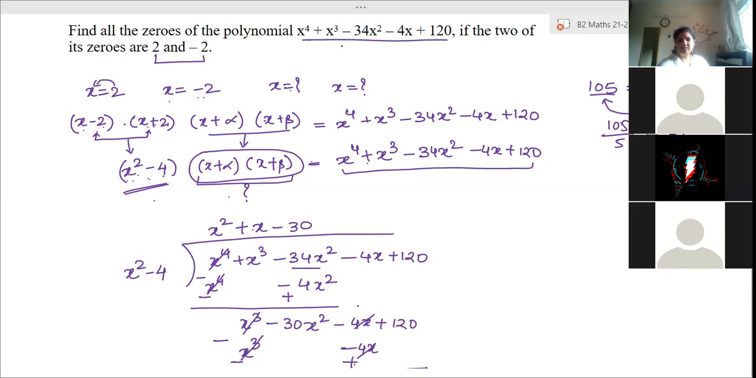Ma'am, 1 minute. Without the long division method, you are trying to find out? Ma'am, not that. I'm asking, without the long division method, can we try? No, we can't. Okay, ma'am. Without long division method, if one is available, second one you can try. No, without long division is not possible. Okay, ma'am.